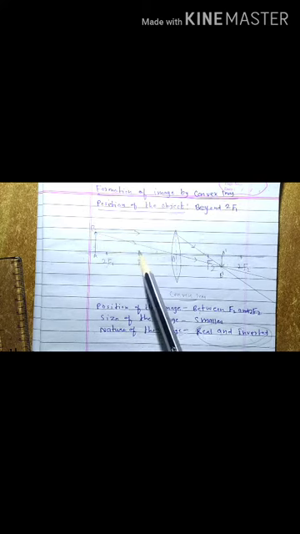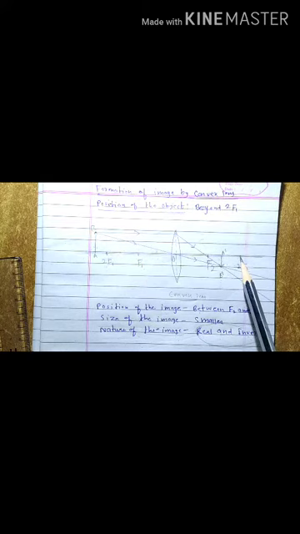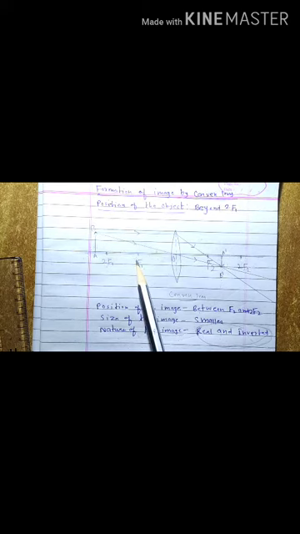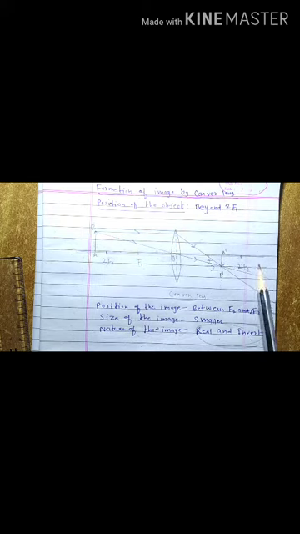Fifth case, when the object is at f1. Where will the image be formed? At infinity. When the object is here, in that case the image will be formed at infinity. Size of the image, very large, and nature of the image again real and inverted.